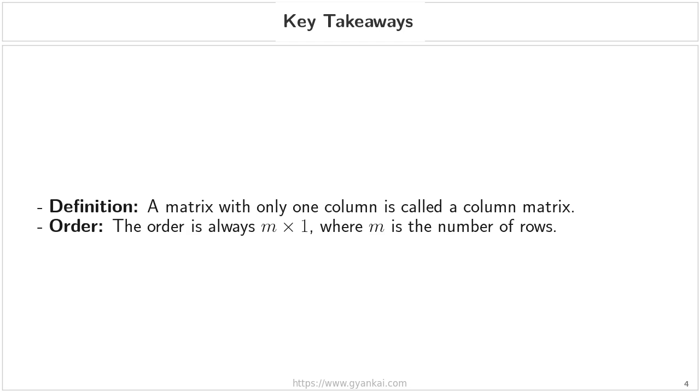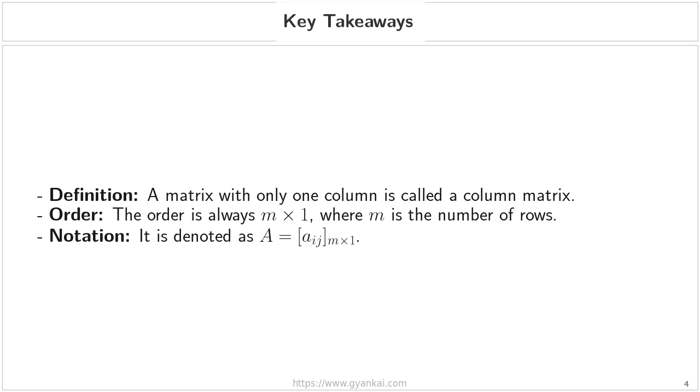Next, let's talk about the order. As we discussed in the structure section, we always state the number of rows first and the columns second. Therefore, the order of a column matrix is always expressed as m cross 1, where m represents the total number of rows. In terms of mathematical notation, we denote this as capital A equals a sub ij, with the subscript m cross 1. This notation is just a formal way of saying that the matrix A contains elements where the column index is always 1, regardless of how many rows there are.